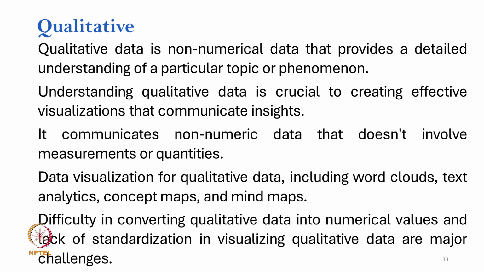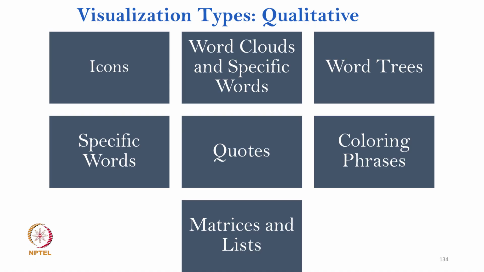Understanding qualitative data is very crucial to creating effective visualizations that communicate insights. Difficulty in converting qualitative data into numerical values and lack of standardization in visualizing qualitative data are the major challenges. There are a number of visualization types for creating qualitative data visualizations, such as icons, word clouds, specific words, word trees, specific codes, coloring, paces, and metrics and lists.